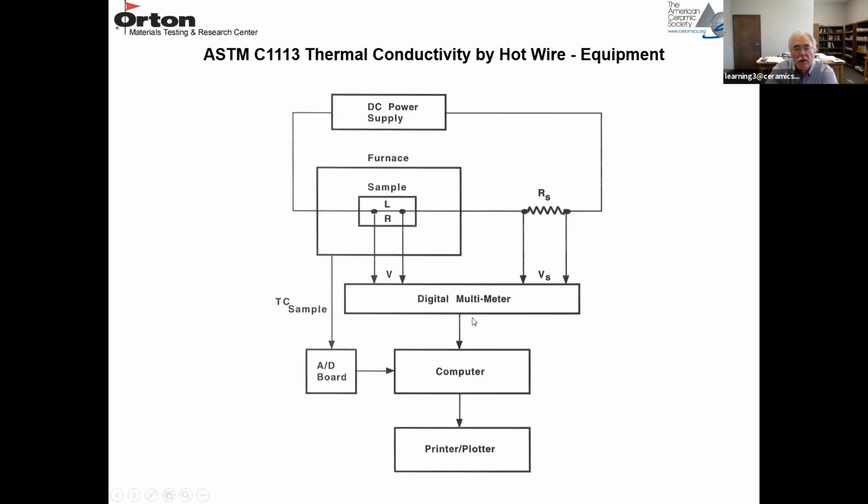So a schematic diagram of the equipment. Here's your furnace. Here's your sample sitting in the furnace. The wires embedded in the sample. There's a DC power supply that powers the system. The gauge length of the wire between the two voltage leads is L. You measure the resistance of that wire. You measure the voltage drop across the hot wire. Your standard resistor, you measure the voltage drop across there to calculate the current flowing through the system. And you use the digital multimeters to measure the voltage and the current. And there's a computer system operating on LabVIEW that controls everything.